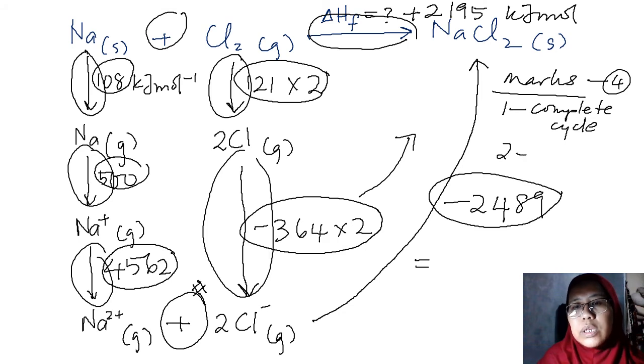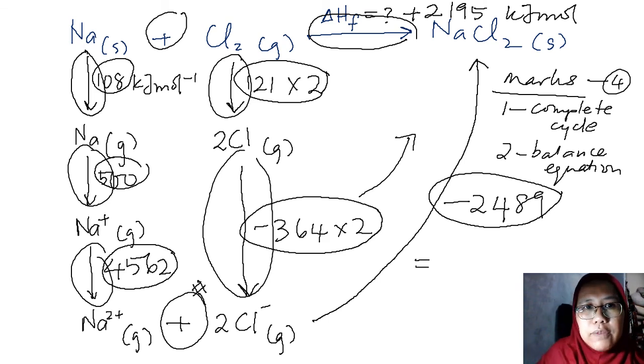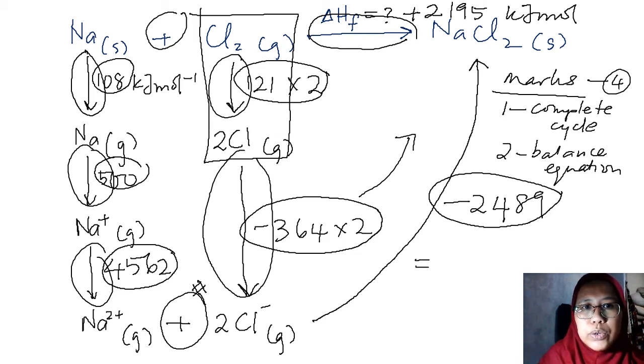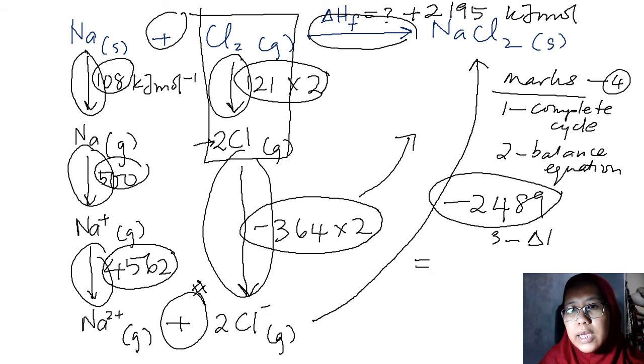Number 2, we are going to give you the marks for balanced equation. Balanced equation means all the equations here are complete and balanced. For example, some students may not realize that Cl2 will produce 2 Cl. Maybe they will just put Cl2 and then here Cl. So it means that here is 2 atoms of Cl, and it becomes only 1 atom of Cl, so it's not balanced. So that student will not get this second mark. Okay, the third mark is delta H labeled.